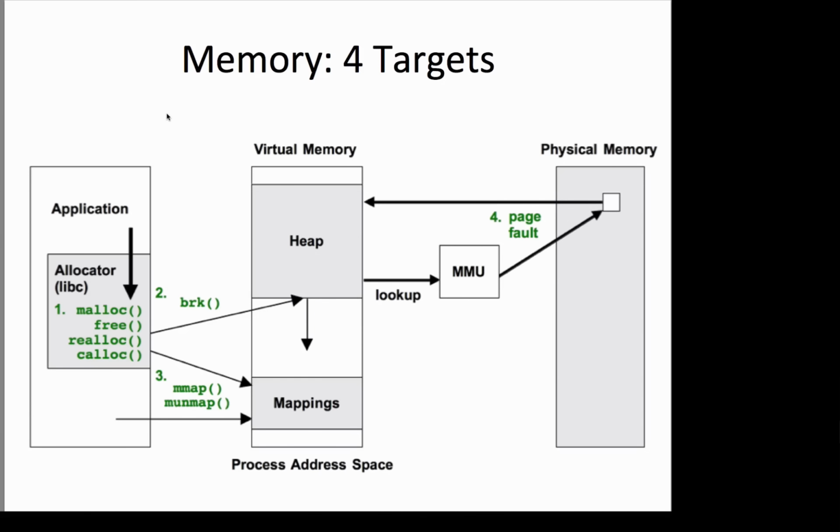Or you can trace mmaps and munmaps for the other purpose. Depending on the allocator, it may have a hybrid. For many of the GNU allocators, you'll do mmap and munmap for very large allocations, and then just push the break around, increase the break, for smaller ones. So it depends on what the application is doing.